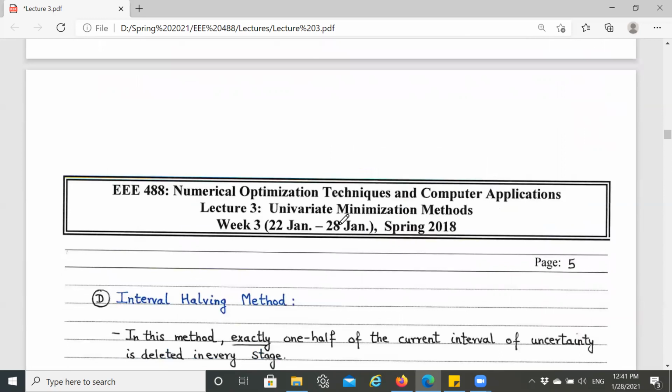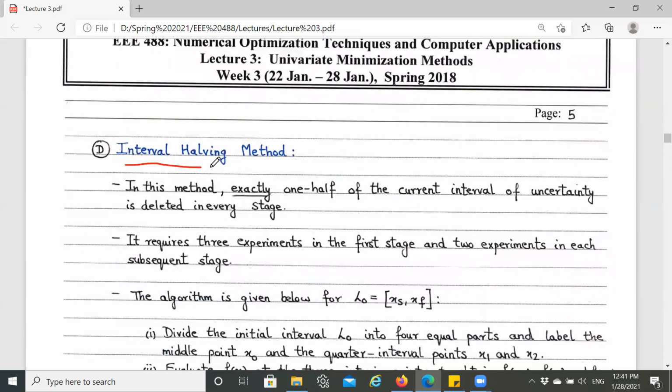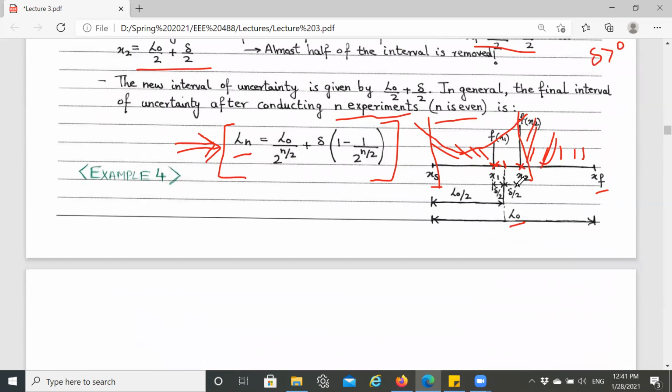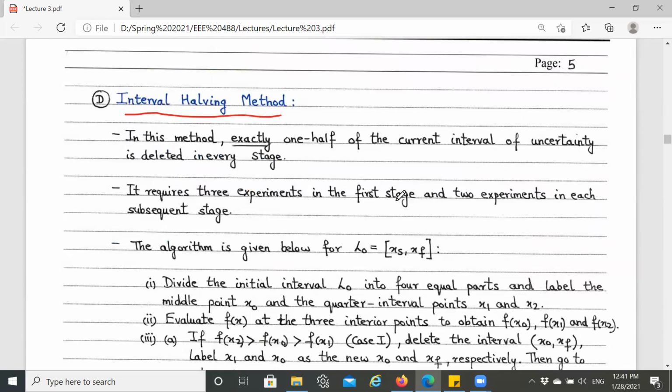But now the other method is the interval halving method. In this method, you exactly remove 1/2 of the interval. You do not remove like this; you don't have this plus delta half. You exactly remove half. That means at L naught by 2, even this part or this portion is removed, depending on when this condition is satisfied. So you divide in every iteration exactly half of the interval and not nearly half, okay?